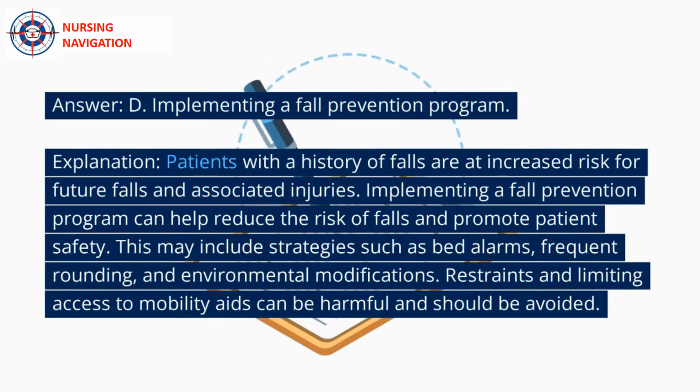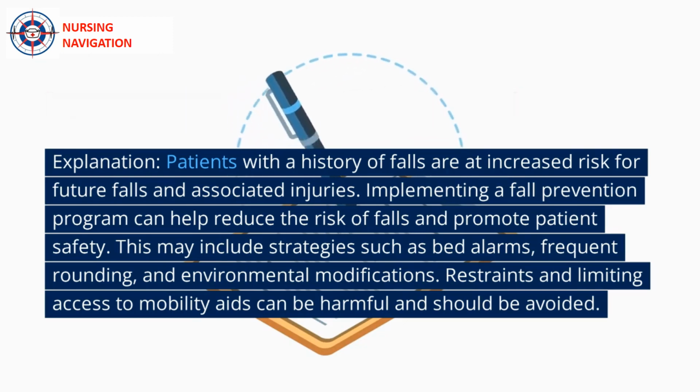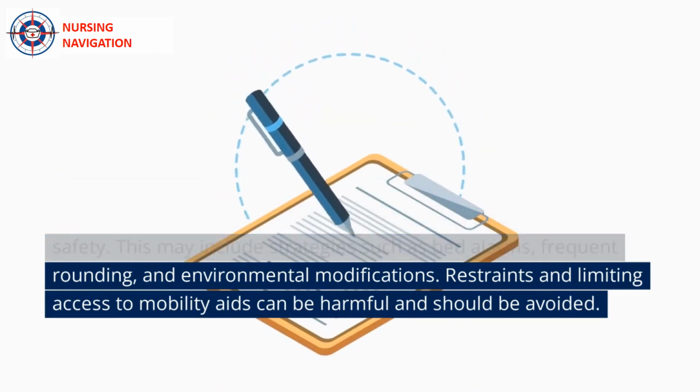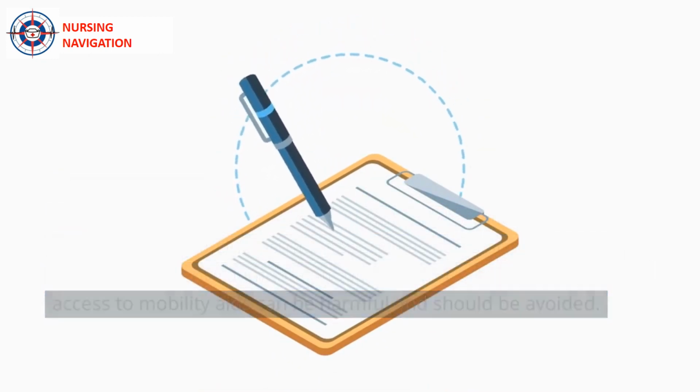Explanation. Patients with a history of falls are at increased risk for future falls and associated injuries. Implementing a fall prevention program can help reduce the risk of falls and promote patient safety. This may include strategies such as bed alarms, frequent rounding, and environmental modifications. Restraints and limiting access to mobility aids can be harmful and should be avoided.